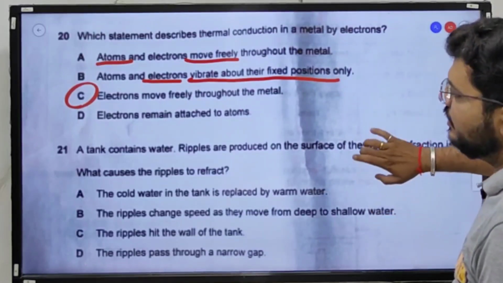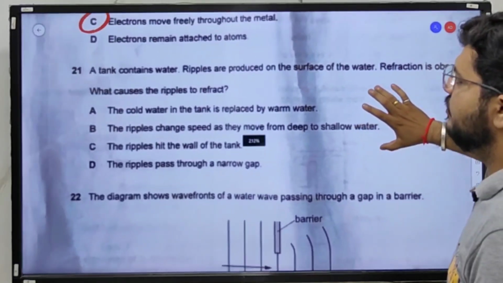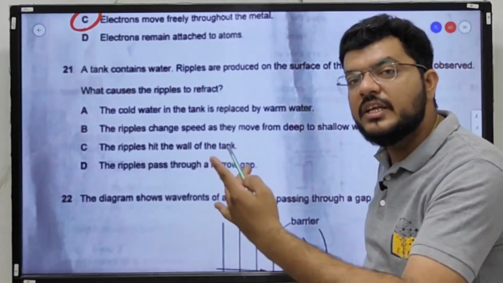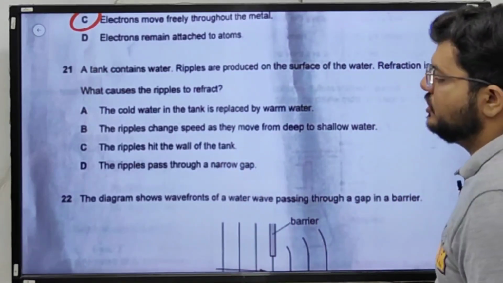Right? A better answer for you to write in your paper 4 regarding this type of question is: electrons can move freely and atoms vibrate at their fixed position.